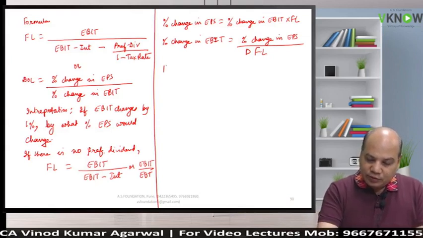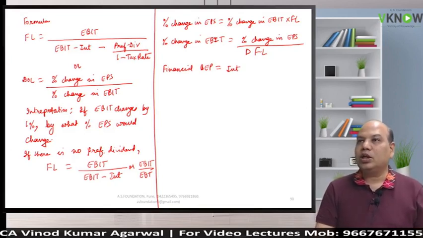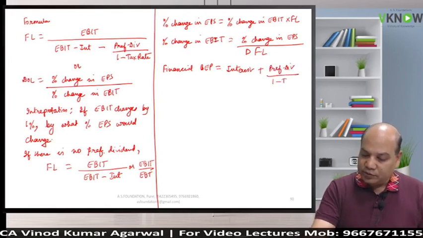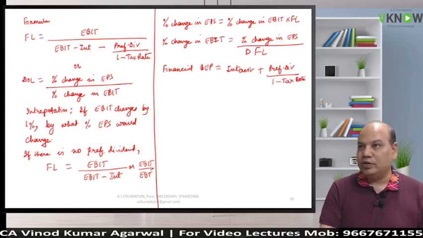Now next is the financial break-even point formula. Financial break-even point means that level of EBIT at which EPS is 0. So this is equal to interest plus preference dividend divided by 1 minus tax rate. Is it right?